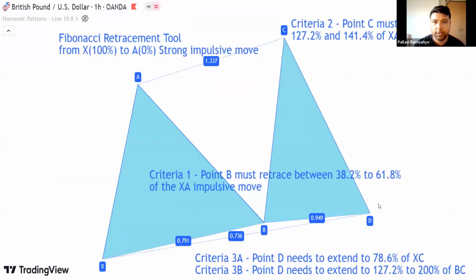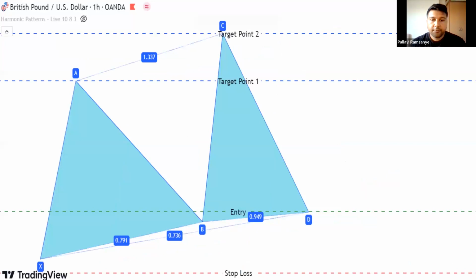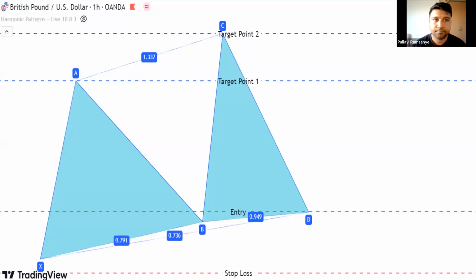Perfect. So this is just a quick summary of the points themselves, okay? And then when we're looking for our entry will be at point D, okay? Our stop loss will be below point X. And then our TPs, our take profits, will be on point A and point C, okay? I'm going to go through some live examples now to show you just how it works when you look at it on a live chart and you're placing your fib tools, okay?